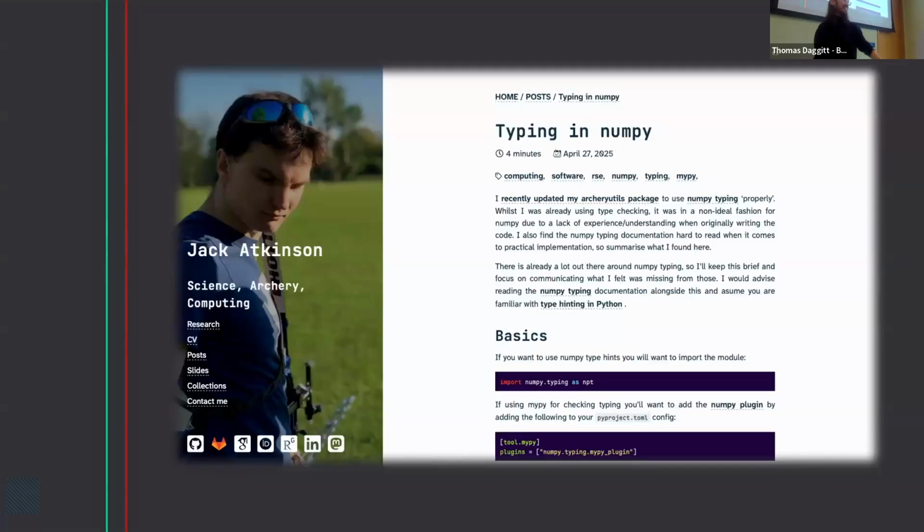Whilst I was looking at typing in NumPy, I was trying to work out better type hints, and I just Googled type hints NumPy data types, and the first result was this website, which is quite helpful, actually. Thank you, Jack.